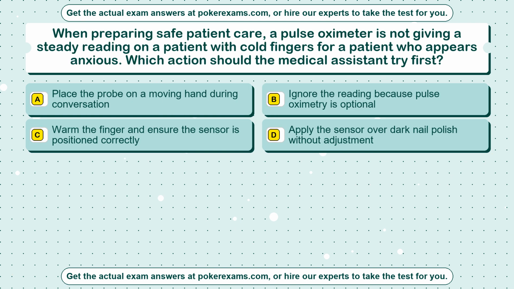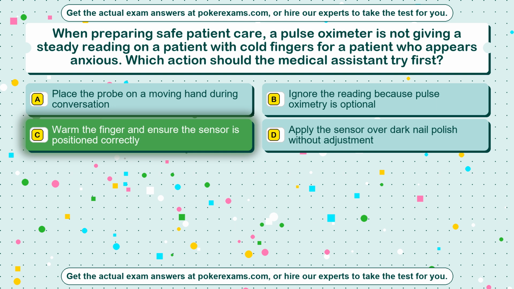Question 90. When preparing safe patient care, a pulse oximeter is not giving a steady reading on a patient with cold fingers for a patient who appears anxious. Which action should the medical assistant try first? Option A, place the probe on a moving hand during conversation. Option B, ignore the reading because pulse oximetry is optional. Option C, warm the finger and ensure the sensor is positioned correctly. Option D, apply the sensor over dark nail polish without adjustment.